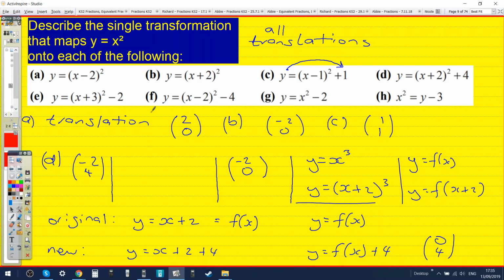Let's just do f and g, if that's all right. So 2 places, just plus 2, minus 4. And g. I think the minus 2 might be y, so 0, minus 2. Yeah, that's it. Well done.